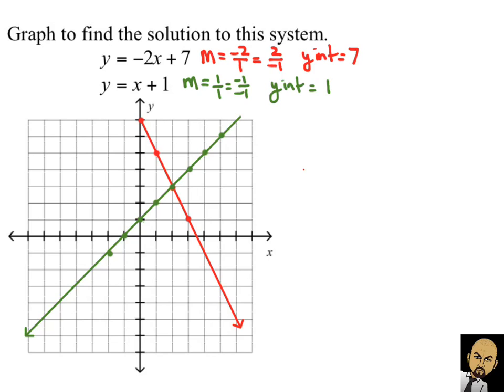As you guys can see, they intersect at one specific point. And that point, which is that purple point, is the ordered pair 2, 3. And that ordered pair, the ordered pair 2, 3, is the solution of this system. In other words, if we substitute x for 2 and y for 3, these two equations will come up with true statements. And that's how you solve systems by graphing.